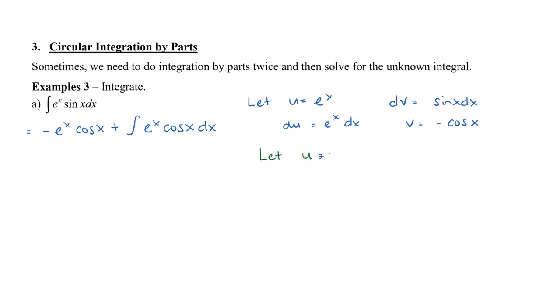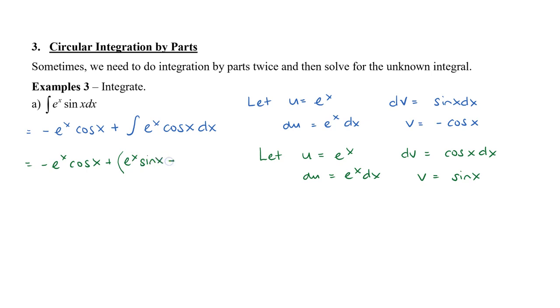So let u equal e to the x. So we're now integrating the second integral by parts again. So dv is equal to cos x dx, and the derivative of u is e to the x dx. And the integral of dv is v equal to sine x. All right, so we have negative e to the x times cos x plus, and then we have now u times v, so e to the x times sine x minus the integral of sine x times e to the x dx.